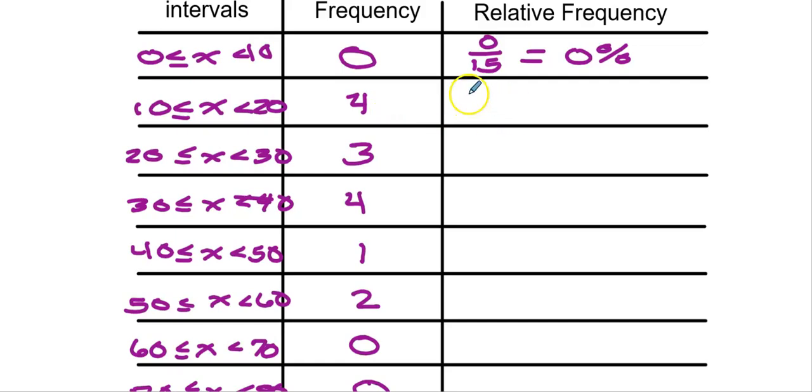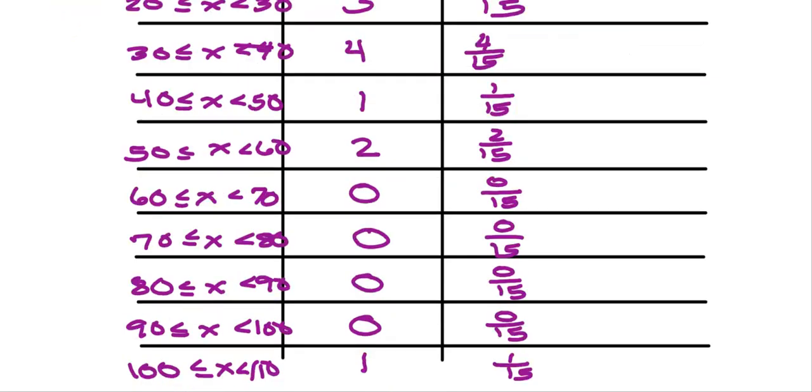All right, the other ones, we're going to put the fractions here. We put 4 over 15, 4 out of 15, 3 out of the 15, so on and so forth. All right, so you should have those fractions there. Now, if you don't want to make it a decimal, you don't have to. You can keep it just the way it is.